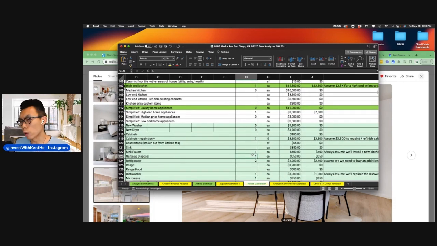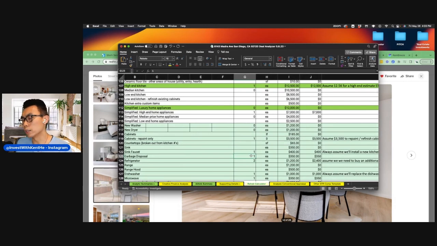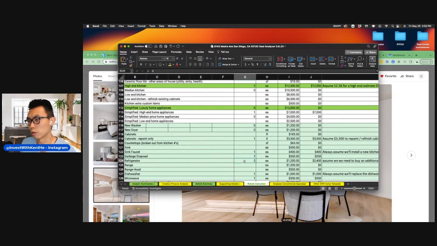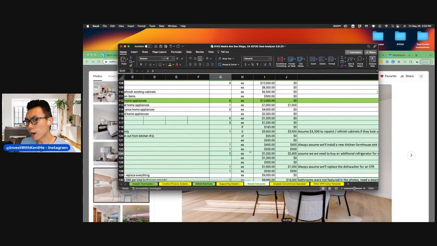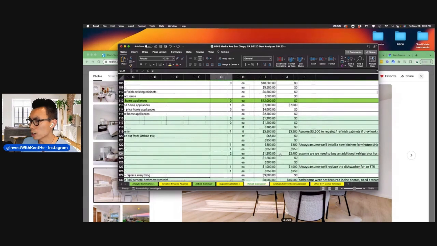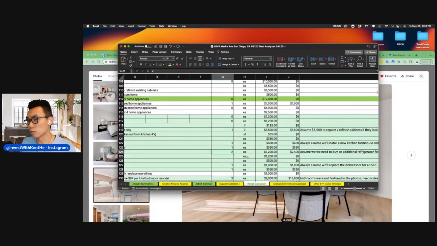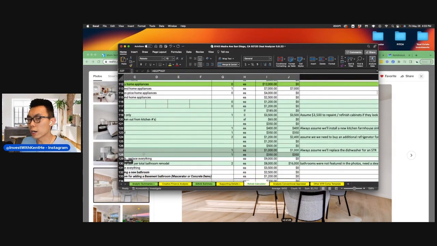I always assume the garbage disposal is dated and needs to be replaced. It's one of the most commonly damaged appliances in Airbnb, just because people throw so much stuff down the garbage disposal and don't really care. For a large home like this, I would always replace the fridge. But for a large home like this, for 6 bedrooms, I imagine it's a really, really big family. So I want to have 2 refrigerators in there. Again, this is really getting to the details, but I found that people actually really care about this.